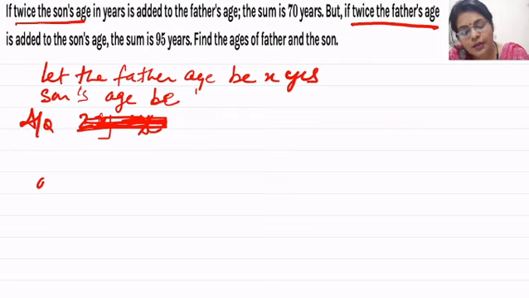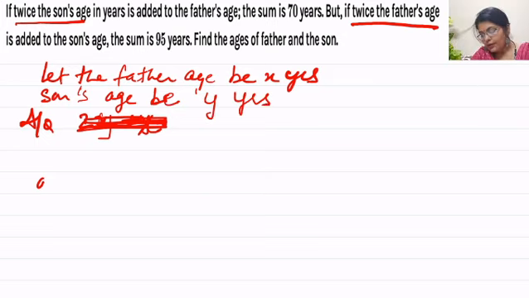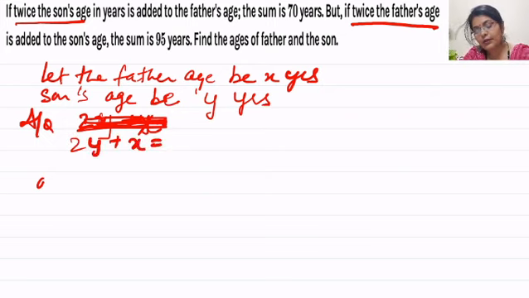Let the son's age be y years. So what is the equation? 2y plus x is equal to 70 and 2x plus y is equal to 95.